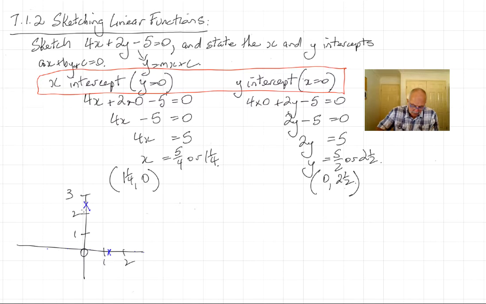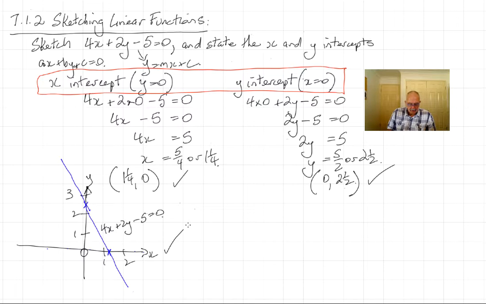I have 2 points, and I draw a straight line with a ruler, obviously, but I'll just knock that through there. Okay, so this is my x-coordinate, this is my y-coordinate, and there's the equation of the straight line, 4x plus 2y minus 5 equals 0. So we've stated the x-intercept, we've stated the y-intercept, and we've done our sketch.